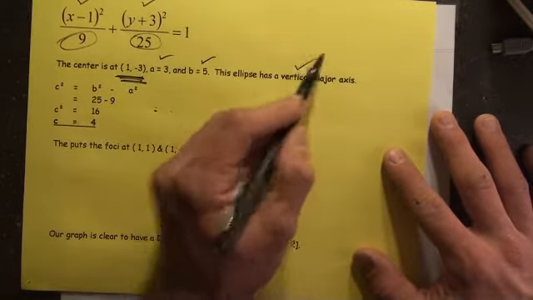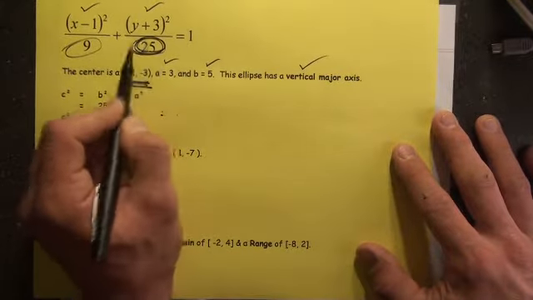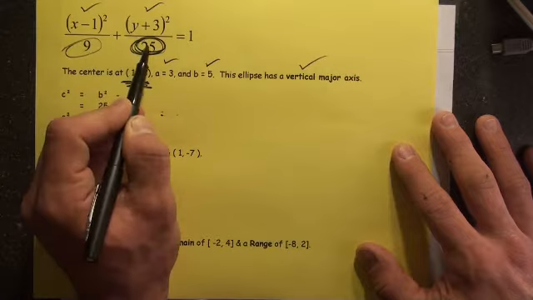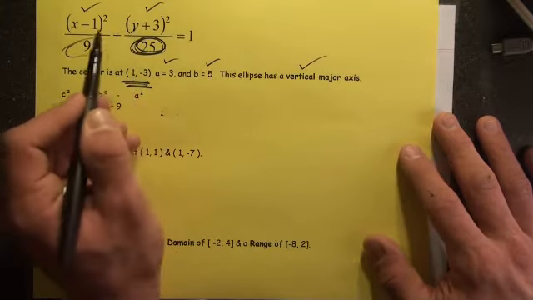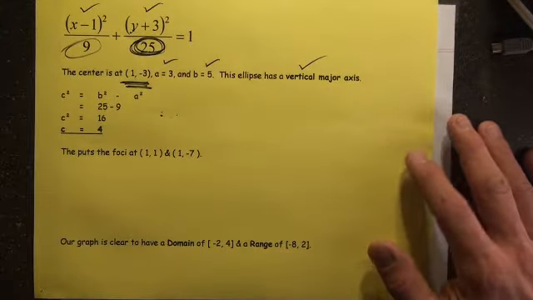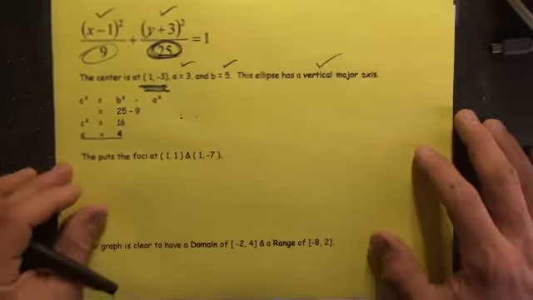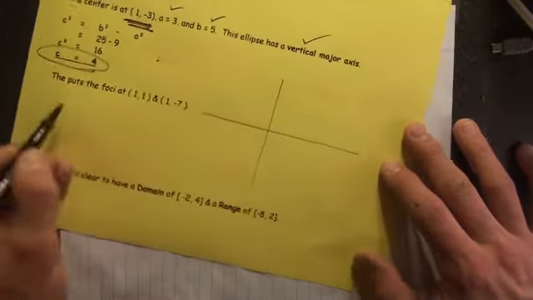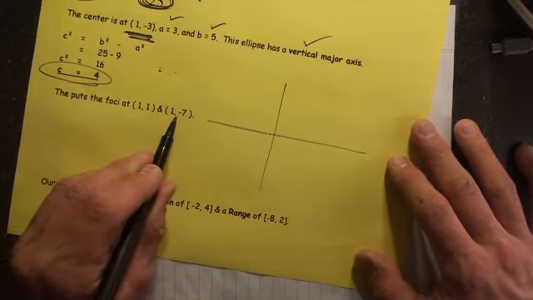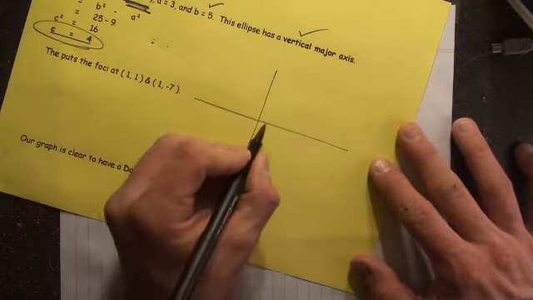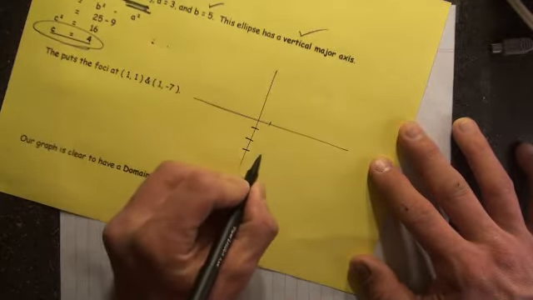The major axis is the vertical. Why? Because the 25 is larger than the 9, and the 25 is where? Under the Y. Unlike this one, the 9 was under the X, therefore the major axis was the plus or minus 3 on the X's. C is 4. Okay, let's go ahead and put the foci at 1, 1, and 1, -7. Let's actually verify this first. The center is 1, -3.